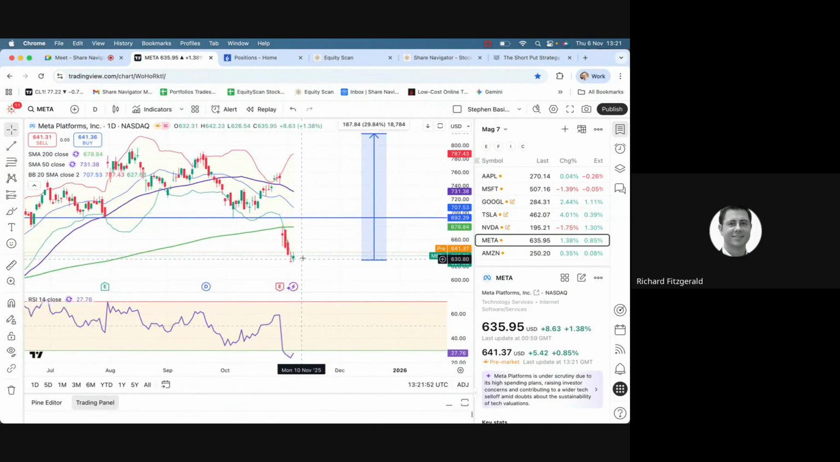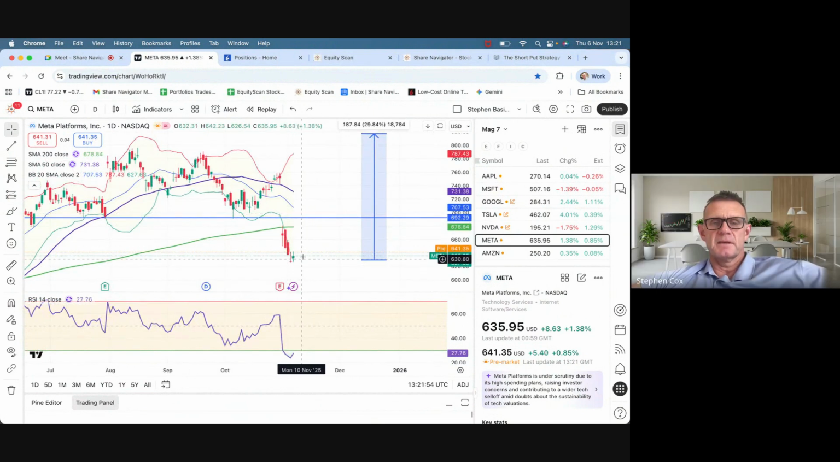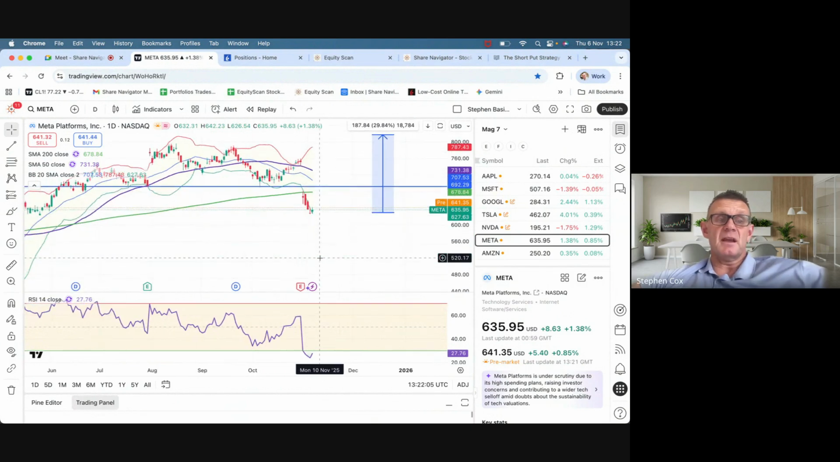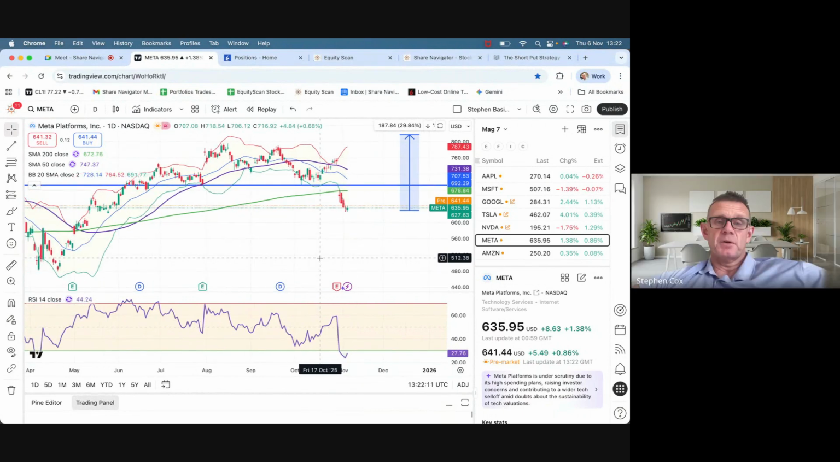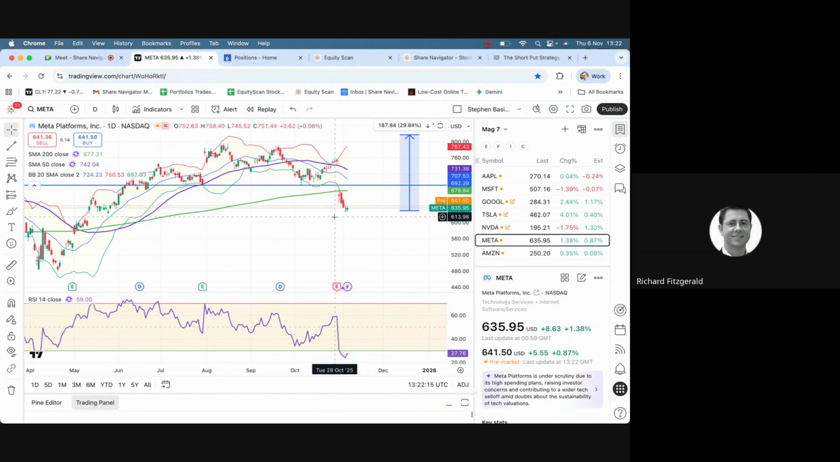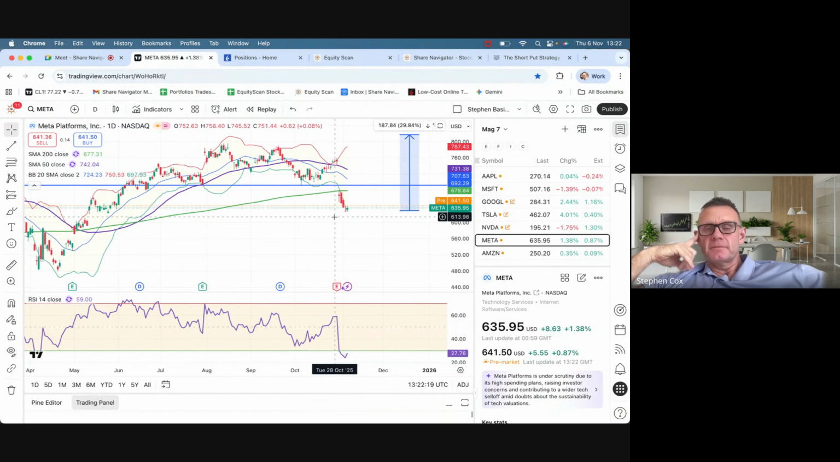Yeah, of course. It's made lower lows since earnings, it's continued lower. Now we're getting this bit of consolidation, so I'd like to just see a bit of consolidation. But the risk is then, is it going to be a V-shaped recovery? Will it just bounce straight back up again? Yeah, sure. Thanks, Stephen. I hope that answers your question. It does, yeah. Perfect. Thanks. No problem, Richard.